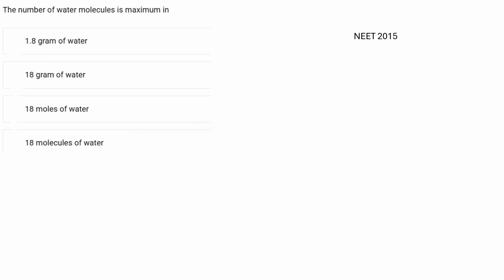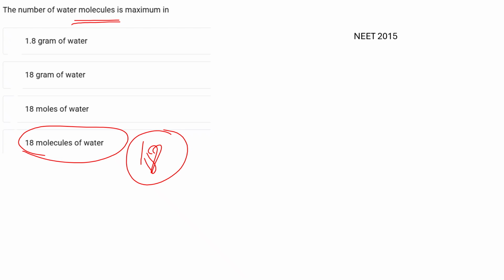Which one has the maximum number of water molecules? This is very fundamental. They are asking about molecules. You can see clearly the fourth option is 18 molecules of water. They are asking molecules, and here it is 18 molecules. We solved the fourth option. The remaining three options are left. Option 3 is 18 moles of water. What is the formula to find the number of molecules?